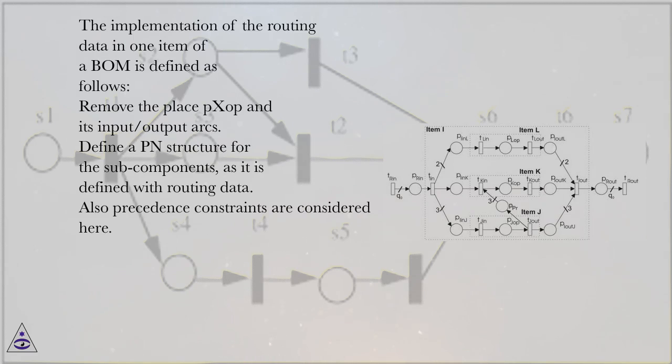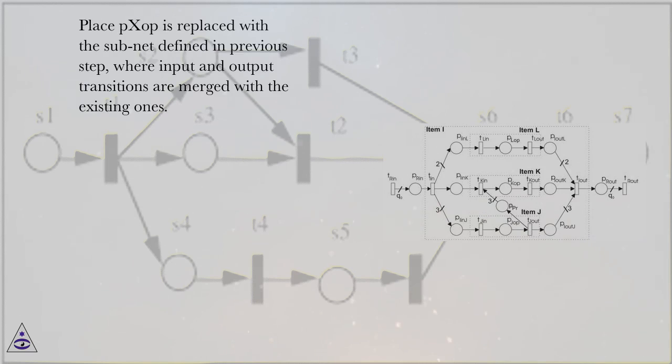The implementation of the routing data in one item of a BOM is defined as follows. Remove the place PSOP and its input/output arcs. Define a PN structure for the subcomponents, as it is defined with routing data. Also precedence constraints are considered here. Place PSOP is replaced with a subnet defined in previous step, where input and output transitions are merged with the existing ones.